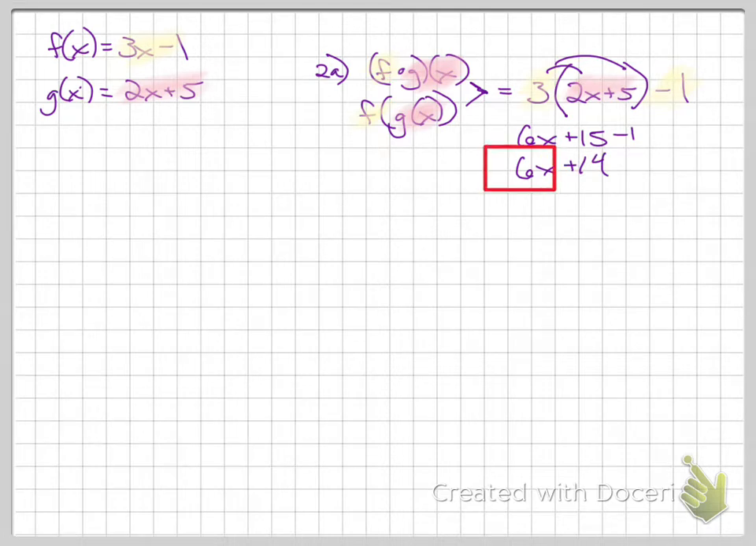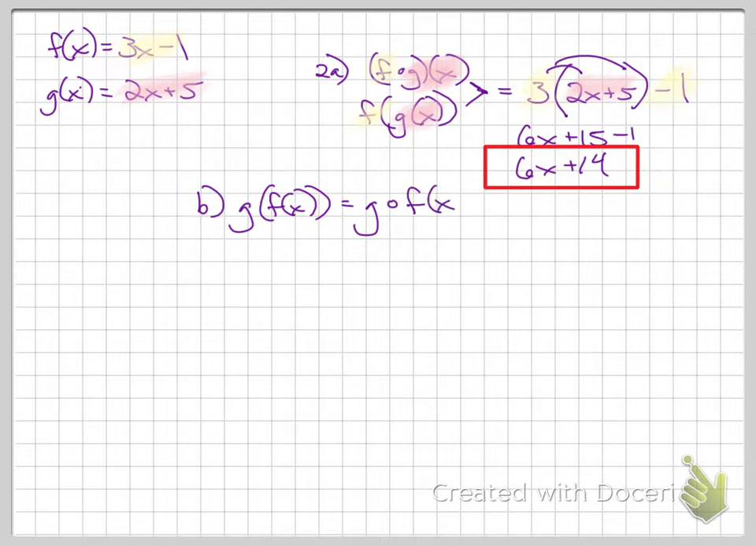f of g of x is 6x plus 14. B wants us to do it the other way: g of f of x, the little floating circle. That means we're going to take equation f and plug it into equation g. So I start with g, 2, but instead of an x, I'm going to plug in equation f. Again, once it's written, hopefully you can see f is inside of g. Distribute and simplify.